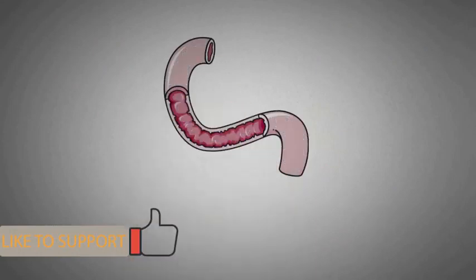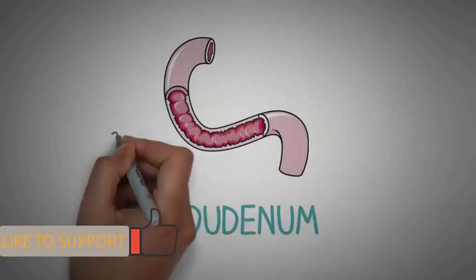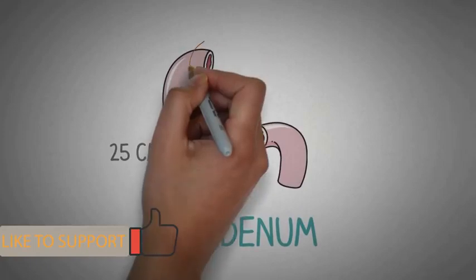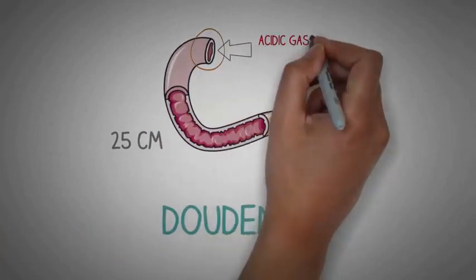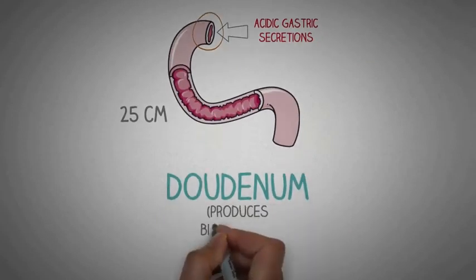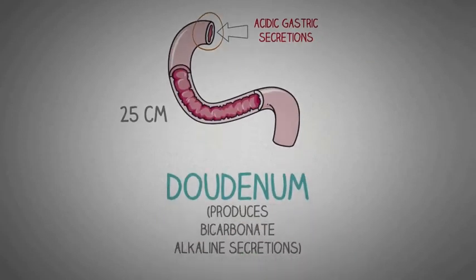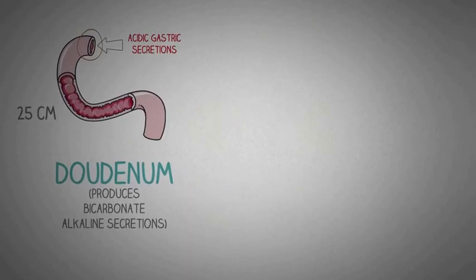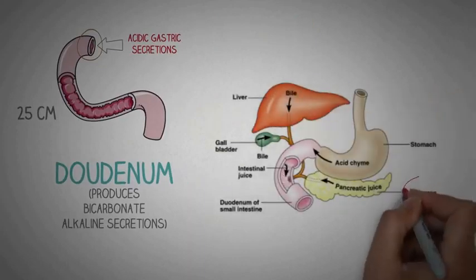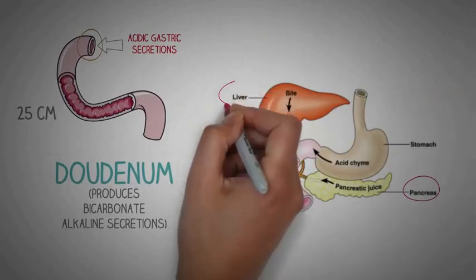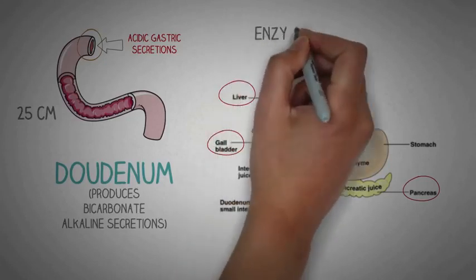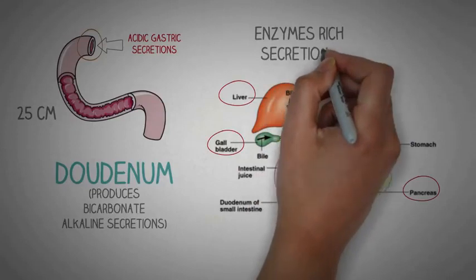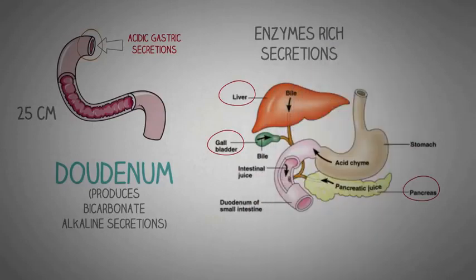The first part, the duodenum, is the shortest, which is about 25 centimeters in length. Since it is connected to the stomach at the upper end, it receives strong acidic chyme which can potentially damage its wall. So it produces bicarbonate-rich alkaline secretions that neutralize the acid. So you can see in this diagram, the duodenum receives secretions from the gallbladder, pancreas, and liver. These secretions contain numerous enzymes that digest the food and convert it into simple molecules that are easy to absorb and utilize by the body.